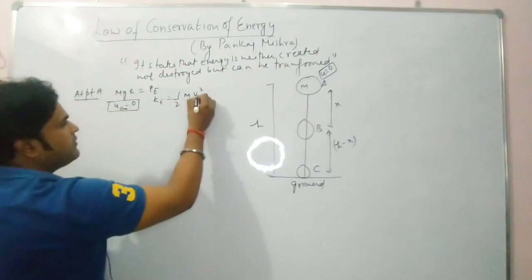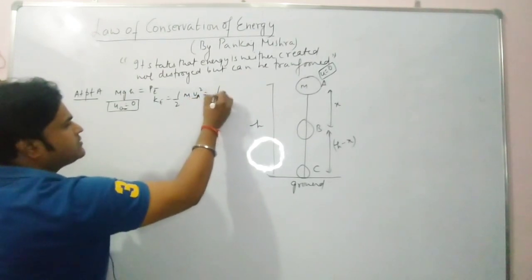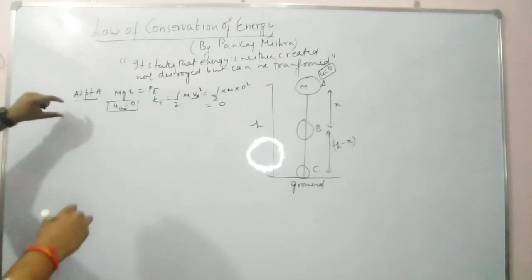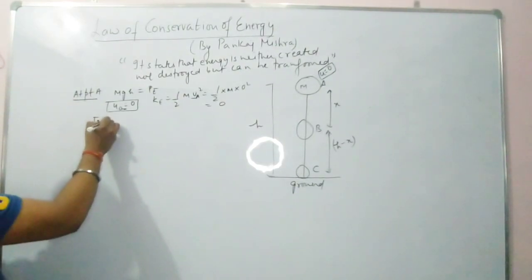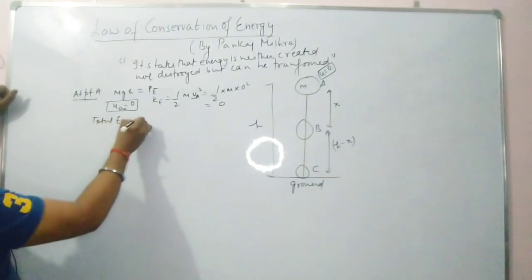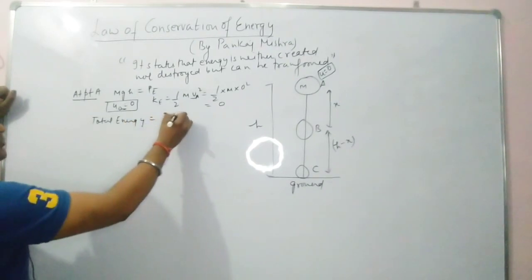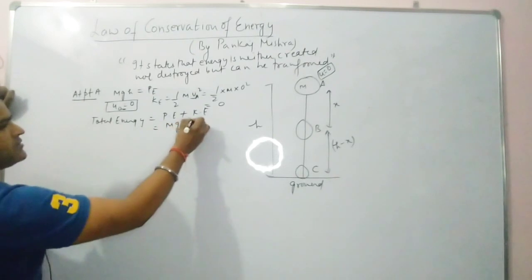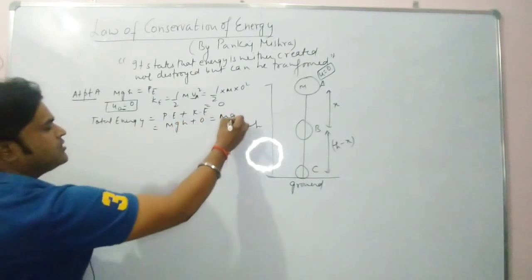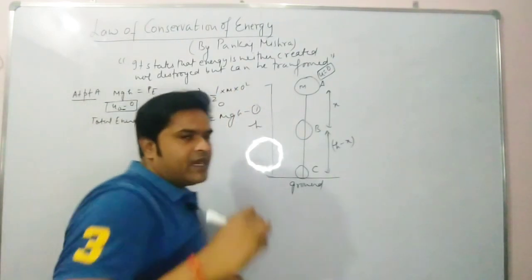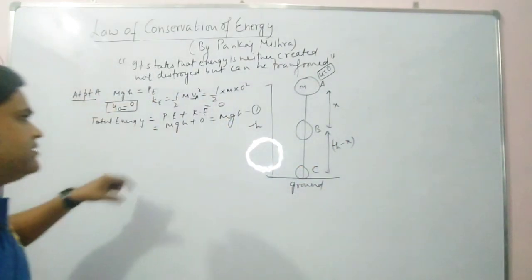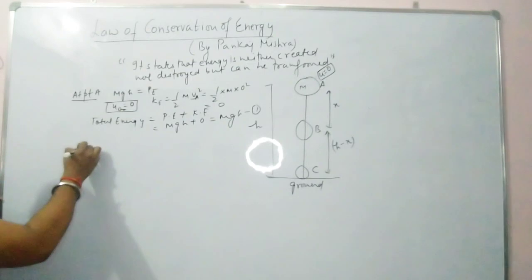So हम लोग यहाँ पे at A की बात करेंगे तो this is m into 0 का square, that is equal to 0. Now the total energy at A will be equal to potential plus kinetic energy. This is equal to mgh plus 0, that is equal to mgh. So for first part we have proved that the total energy, that is potential and kinetic energy, is equal to mgh.